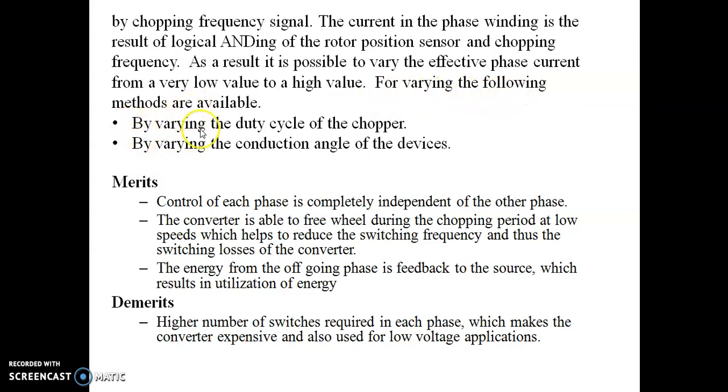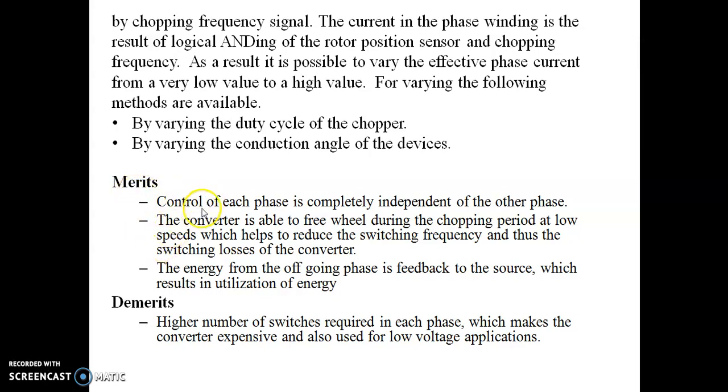The first method is by varying the duty cycle of the chopper or the semiconductor switching devices. And the second method is by varying the conduction angle of the devices. This depends upon the angle at which the firing pulses are sent to the devices for triggering on. Next, let us discuss the merits and demerits of this type.